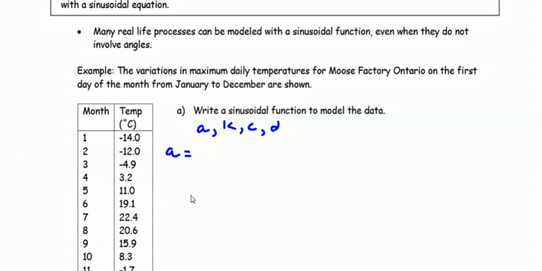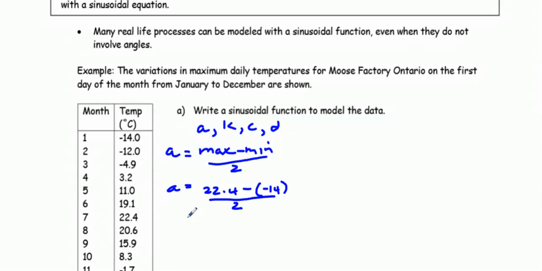The A is going to equal our max minus our min over 2. So that's going to be our max. We're just going to look through and see 22.4 minus our min of negative 14 all over 2. So that's going to give us 36.4 divided by 2, which is 18.2 degrees.